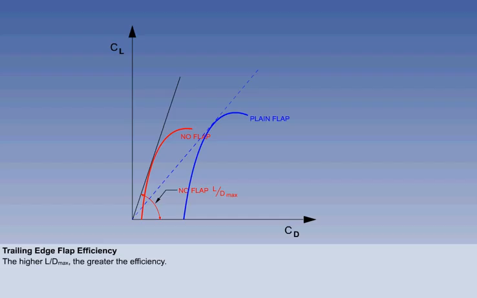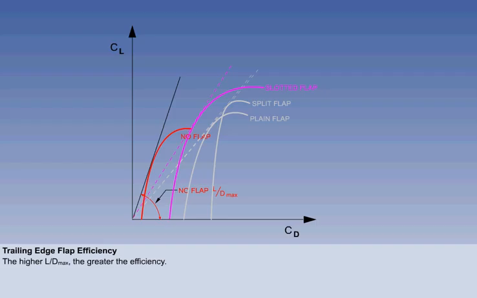Here you can see the CL-CD polar of the plane flap. Notice that the angle between the straight line from the origin and the horizontal axis is less than that for no flap. This shows a decrease in LDmax, which is a reduction in aerodynamic efficiency. This is the CL-CD polar of the split flap, together with the plane flap. Notice the angle between the split flap straight line from the origin and the horizontal axis is again less than that for no flap, but pretty much the same as the plane flap. Therefore, the plane and the split flap have approximately the same aerodynamic efficiency.